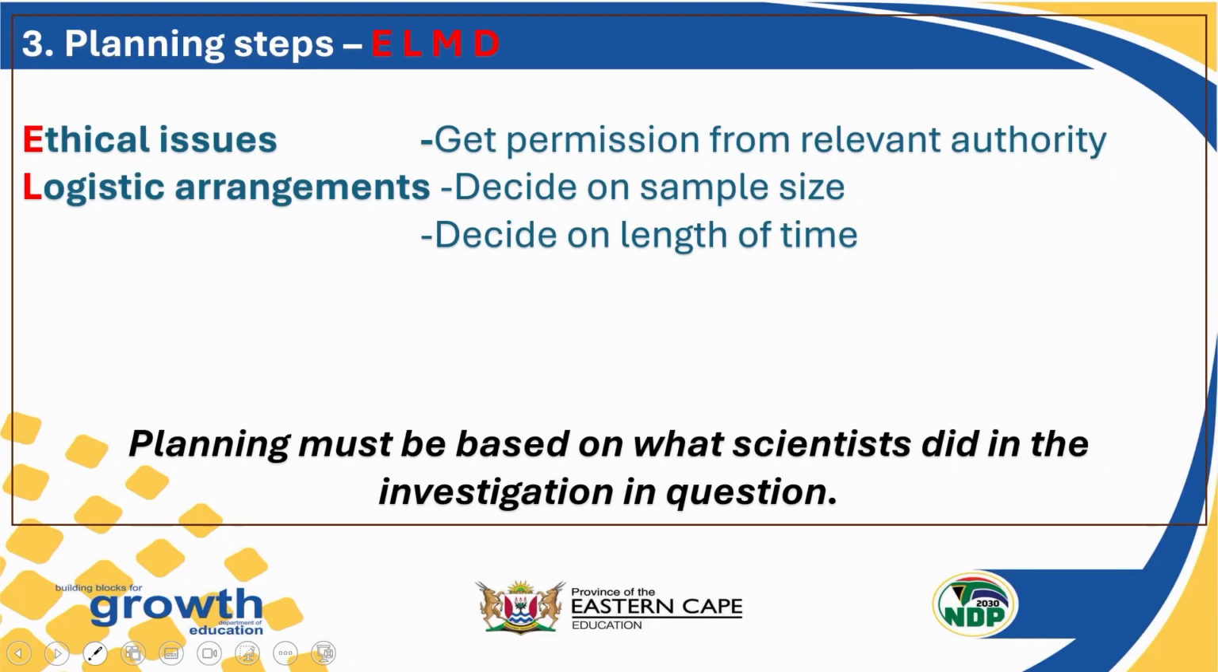When we do an investigation on plants, however, we don't need any permission at all. So this planning step is not needed when doing an investigation on plants. The next planning steps involve logistics. That means how you do that and the management of the investigation. So firstly, you need to decide on the sample size.